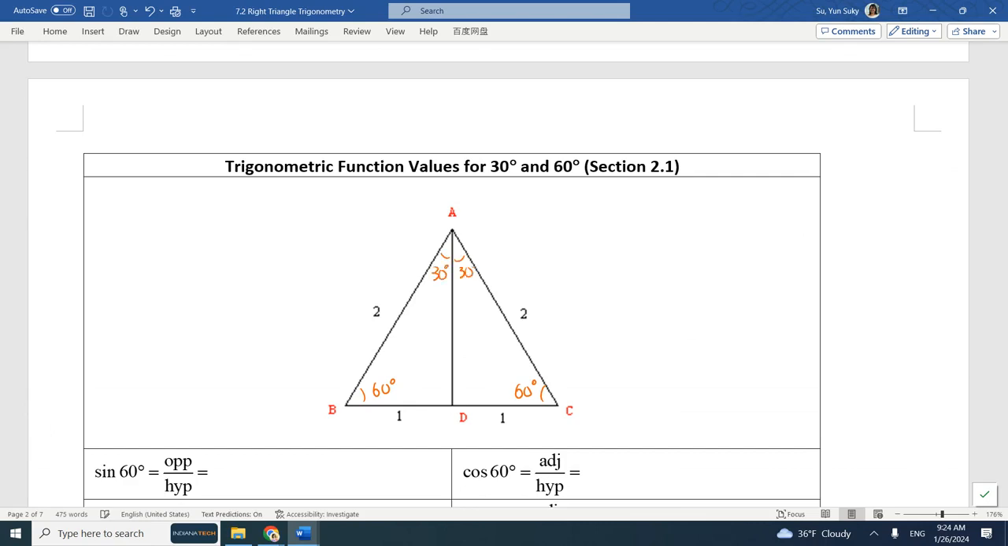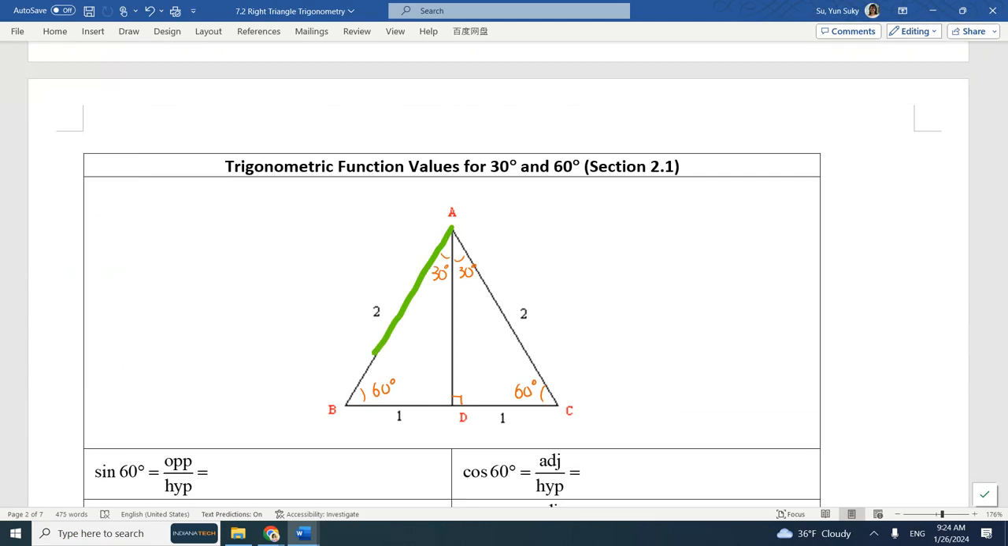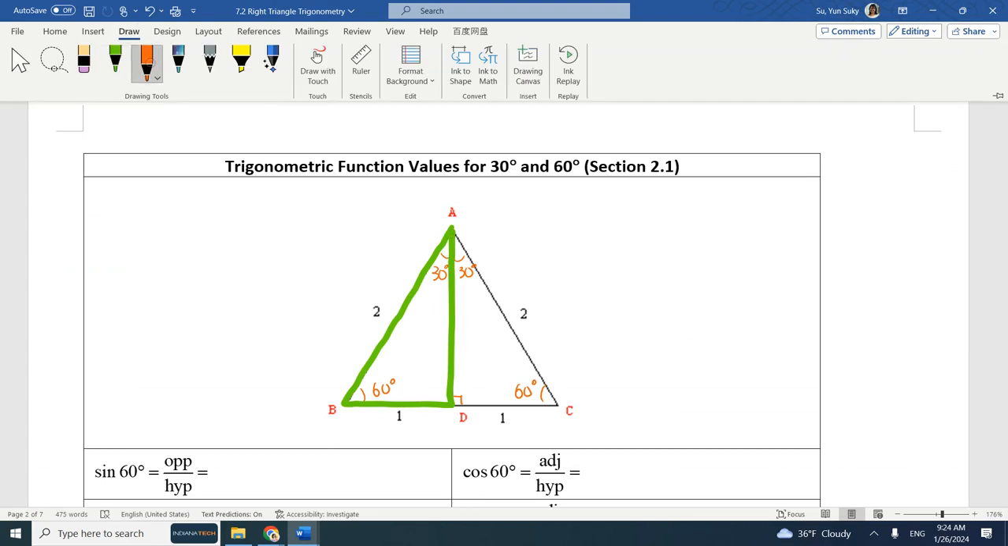This is 30 degree, this is 30 degree. Good. Now, let's focus on this right angle triangle. How about we use green? Okay, we focus on this one.